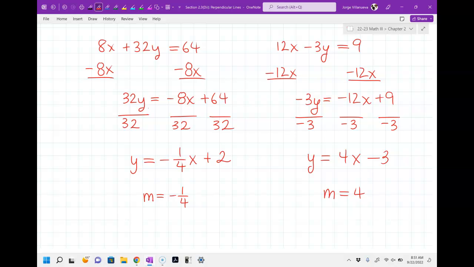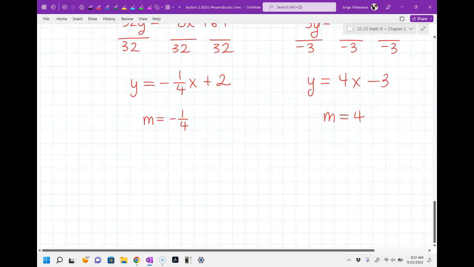So what do I say about these lines? Are they parallel, perpendicular, or neither? Perpendicular. These are perpendicular. Because the slope of one is negative 1/4. If I flip that over and make it positive, I get 4, which is exactly what my other slope was. So these are perpendicular.